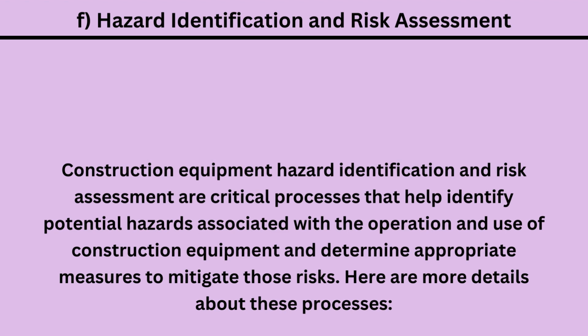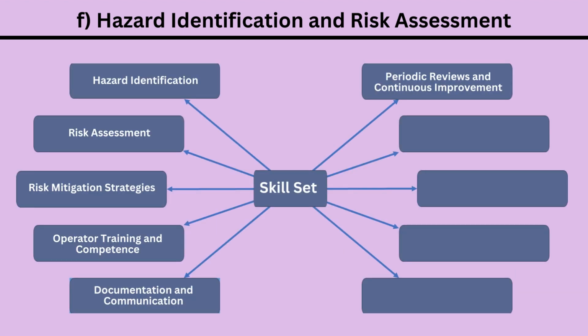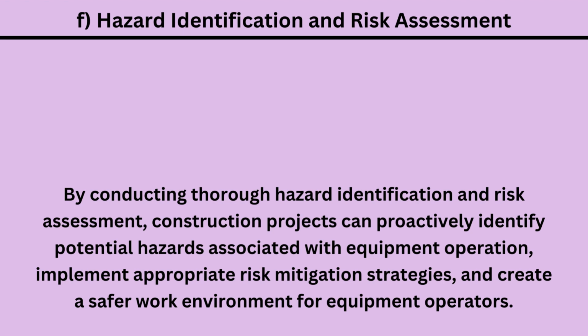F. Hazard identification and risk assessment. Construction equipment hazard identification and risk assessment are critical processes that help identify potential hazards associated with the operation and use of construction equipment and determine appropriate measures to mitigate those risks. Here are more details about these processes. 1. Hazard identification. 2. Risk assessment. 3. Risk mitigation strategies. 4. Operator training and competence. 5. Documentation and communication. 6. Periodic reviews and continuous improvement. By conducting thorough hazard identification and risk assessment, construction projects can proactively identify potential hazards associated with equipment operation, implement appropriate risk mitigation strategies, and create a safer work environment for equipment operators and others.